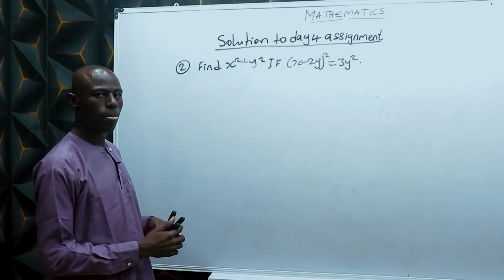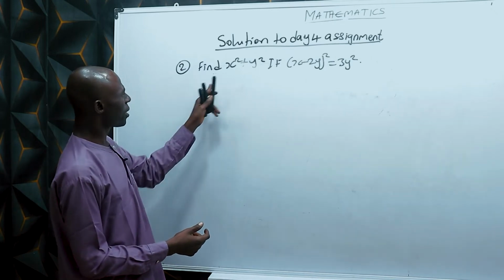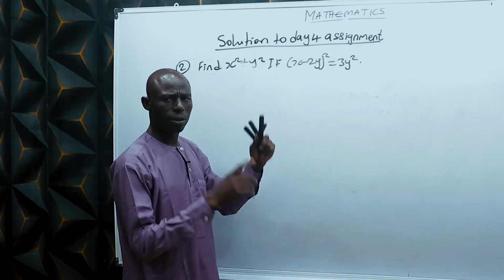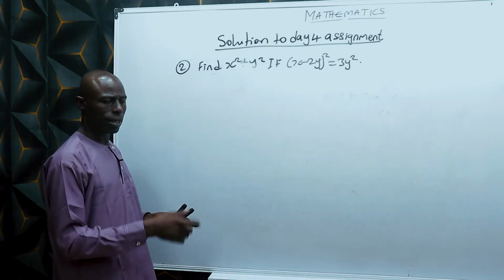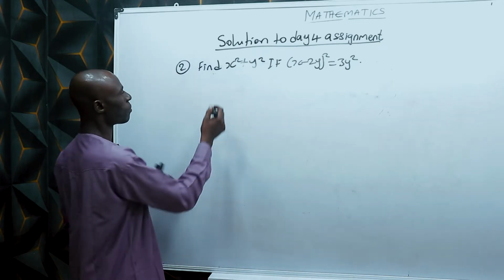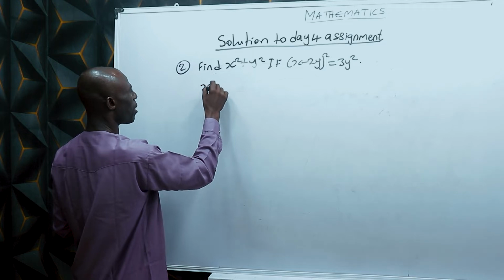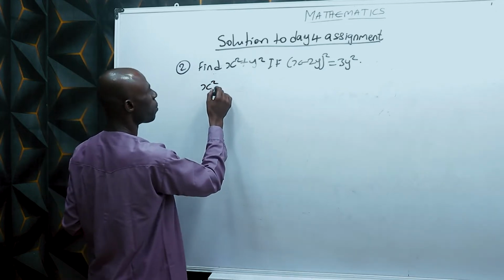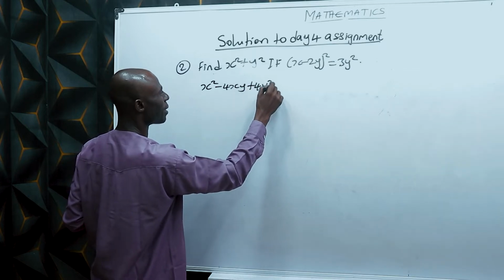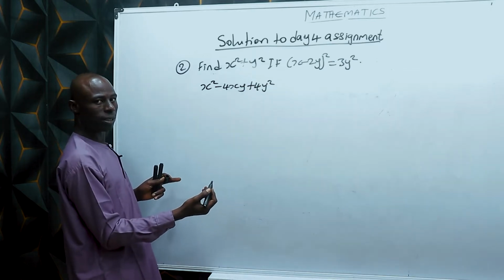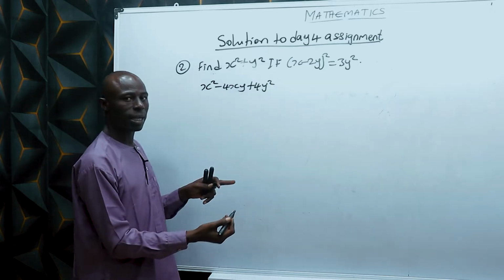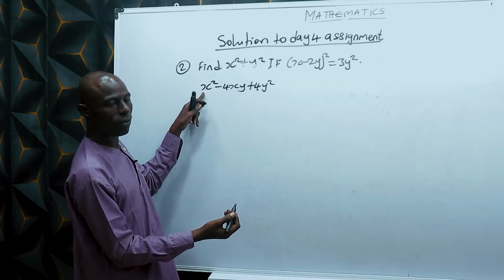Question number 2 in the assignment. Find x squared plus y squared if (x minus 2y) all raised to power 2 equals 3y squared. The same thing, expand the bracket. You have x squared minus 4xy plus 4y squared. I hope you understand what I've done there. You square the first thing in this bracket. The first thing in the bracket there is x. Square it, you have x squared.